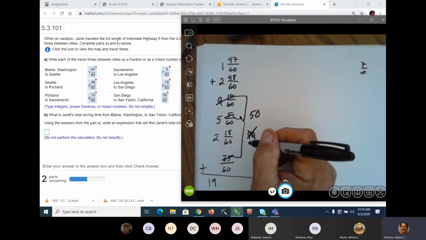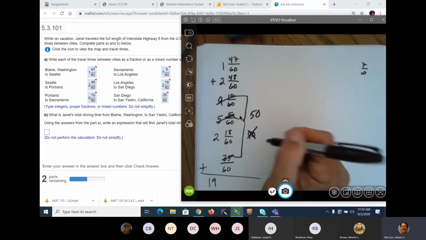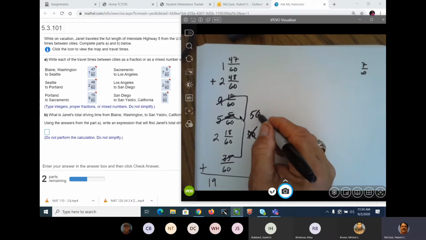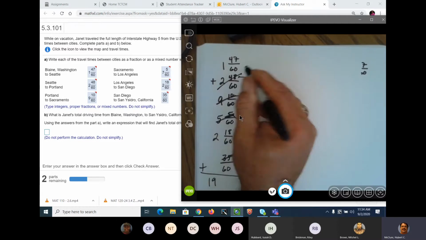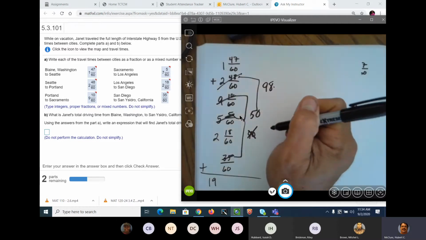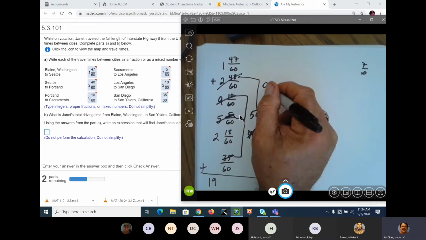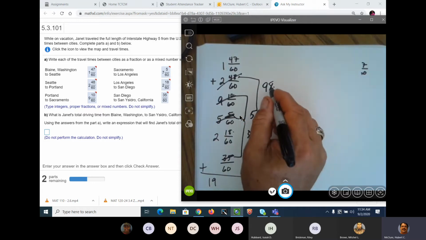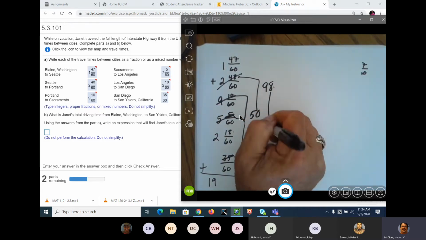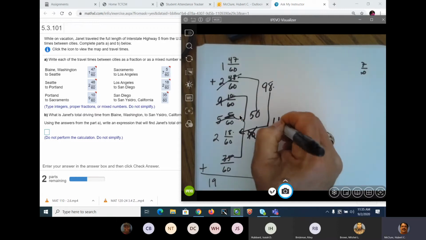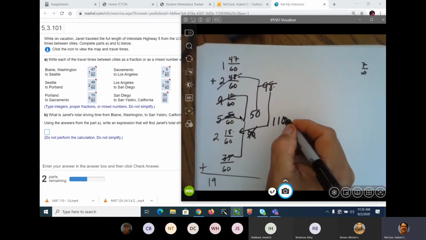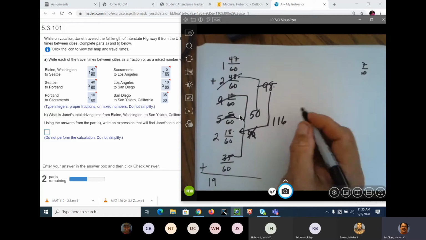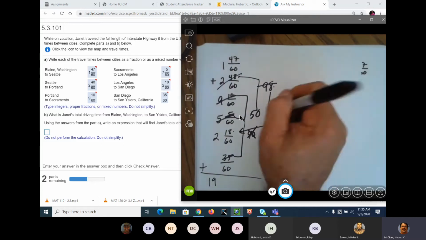I'm trying to do the easy numbers and not have to work to death. Okay, so 40 plus 8, 48 is 98. 98 plus 18, well, that's going to be 116. Somebody check my math. I believe that's 116. And then 116 plus 47 would be 163. I need somebody to add those up for me and see if you get 163.